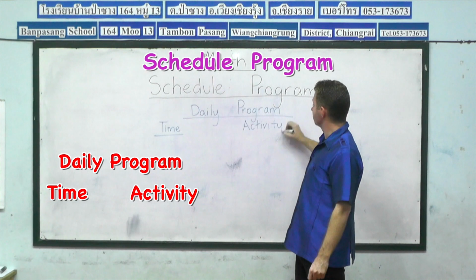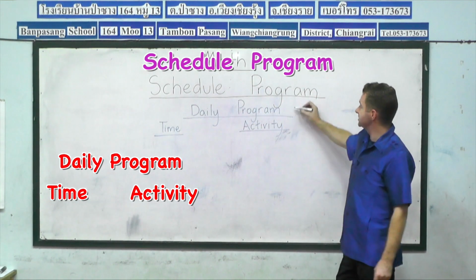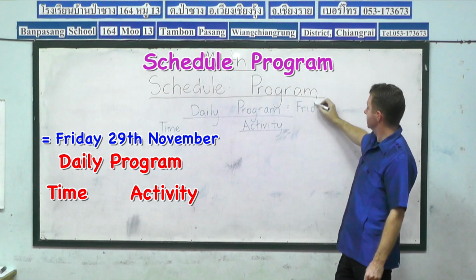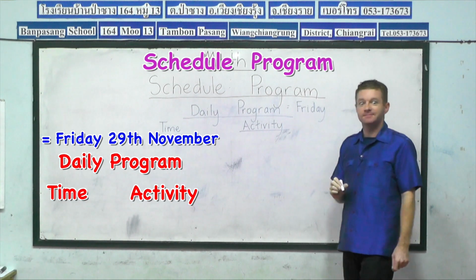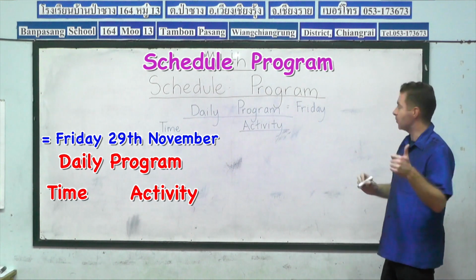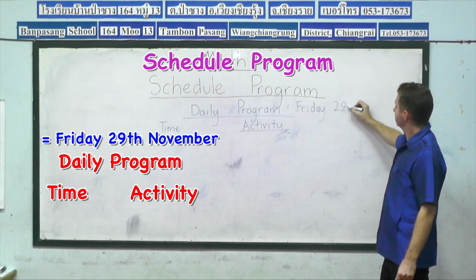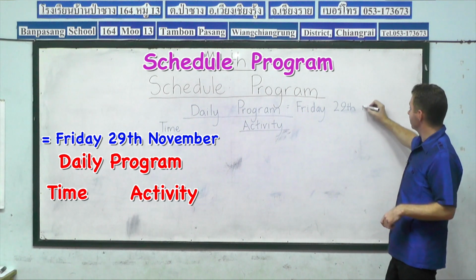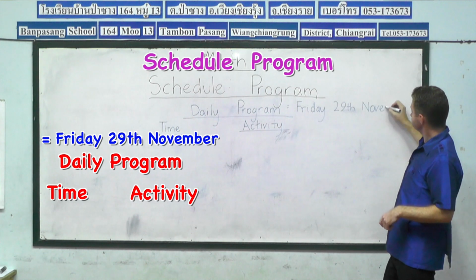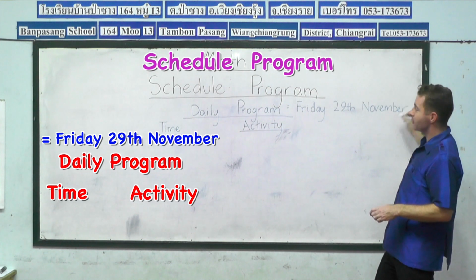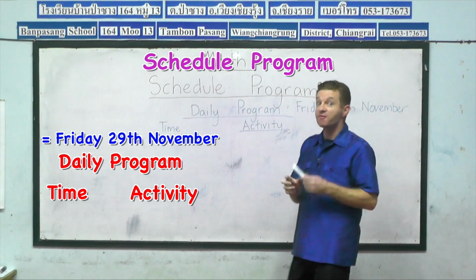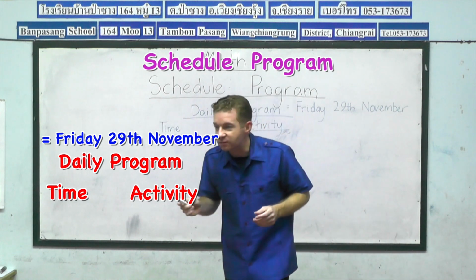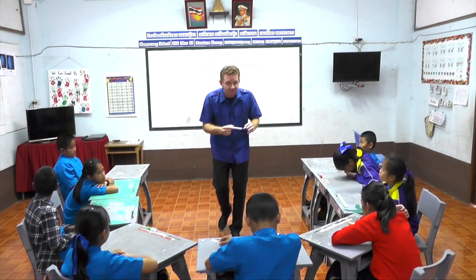And what we can also do, if we're doing a daily program, we can say what date it is. And today is Friday. What's the date? 29th. And what's the month? November. Well done, guys. So let's see who can come forward and complete the first activity that we've all done today. So let's see now who can go first with our first time and first activity.